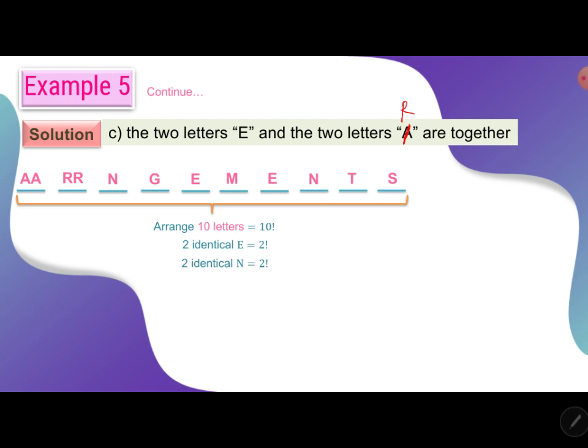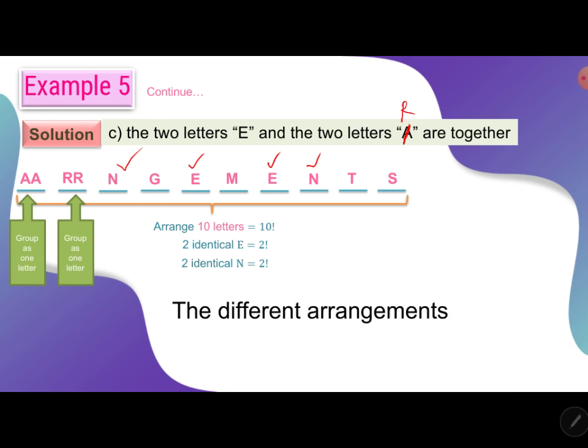So we want to arrange these 10 letters. And then we have identical E for the arrangement and identical N. That's why we have to divide by 2 factorial, 2 factorial. In between A and R, they actually can be rearranged, but because these A and R are together, we can just ignore their arrangement, because if we change the place between them, it will be the same. So the answer will be 10 factorial divided by 2 factorial, 2 factorial, which is 907,200.